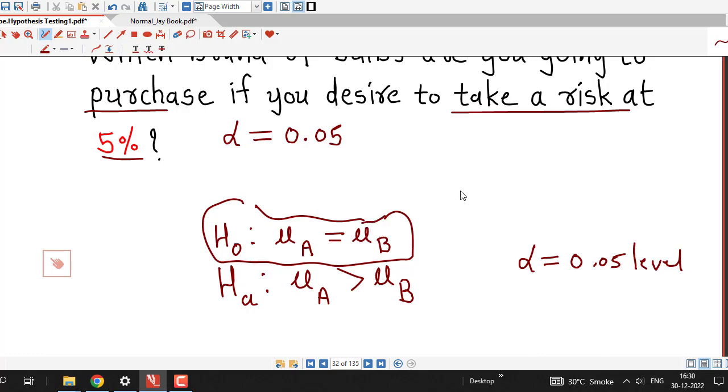Suppose our decision is to reject the null hypothesis, then that means our claim is correct, that the mean life of electric bulbs of company A is bigger than the mean life of electric bulbs from company B, and therefore we can decide to purchase electric bulbs from company A.